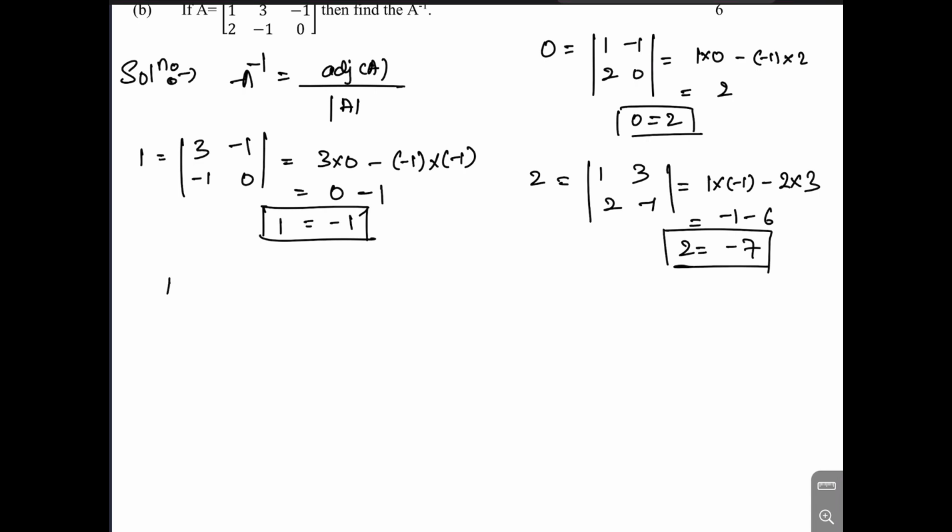Next, 1: 0 2, minus 1 0 here. So we'll get 0 into 0 minus 1 into 2. So 0 minus, this will be plus 2 here, because minus into minus will be plus 2. So the value for 1 is 2.